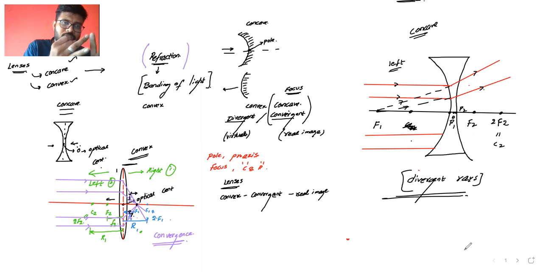Any doubts so far? Convex and concave, convergence, divergence. The applications are nothing but your spectacles, transparent glasses, and magnifying glasses. Any doubt so far? No, sir. Convex is your convergent, which forms a real image. Concave is your divergent, which forms a virtual image. I'll write here: concave, divergent.